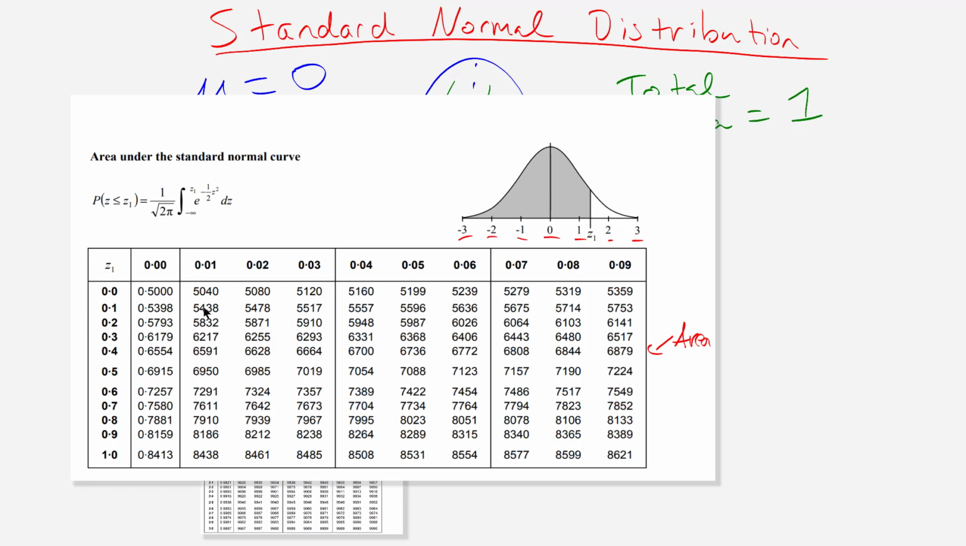What this does is, if you look up a particular Z value, it tells you the area up until that Z value. So for example, if you look up the Z value of 1, you get an answer of 0.8413. That's telling you the area underneath the curve as far as 1, that whole area there is 0.8413. That's how these work. So it's very important to understand the connection between the Z values and the areas. We'll do a couple of examples just to make sure you get it.